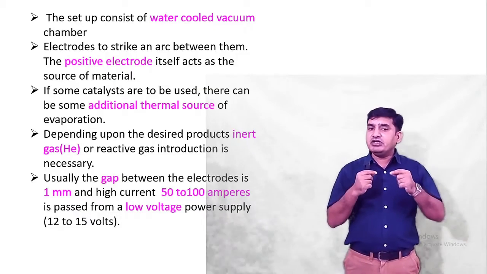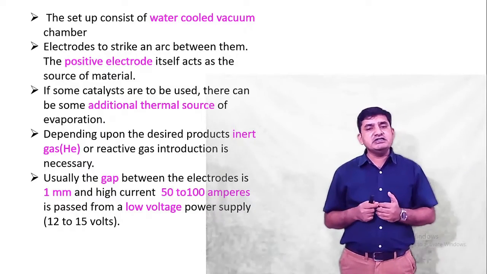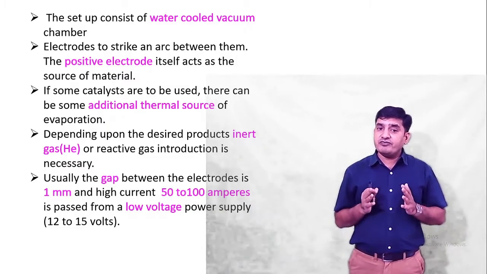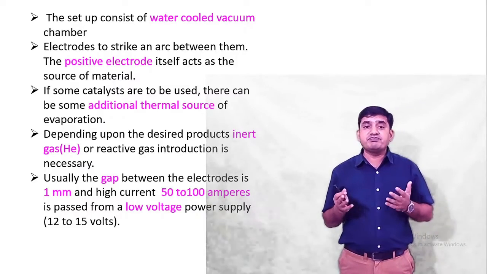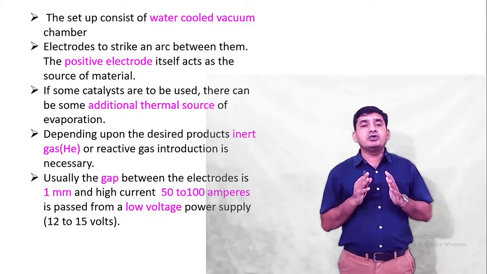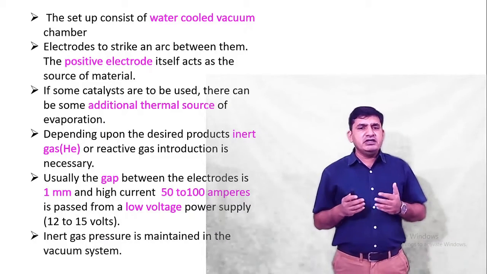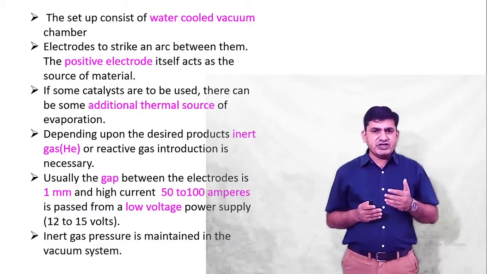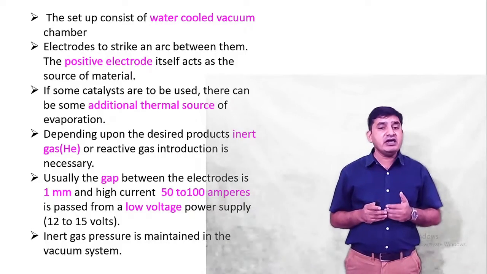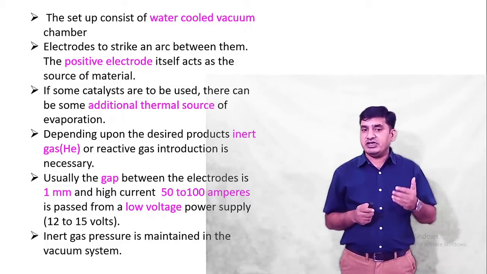That is the gap between the two electrodes, the anode and cathode. The high current of about 50 to 100 ampere is passed from a low voltage power supply, and the low voltage is about 12 to 15 volt. Then the inert gas pressure is maintained in the vacuum system, and the pressure is measured by a pressure gauge.